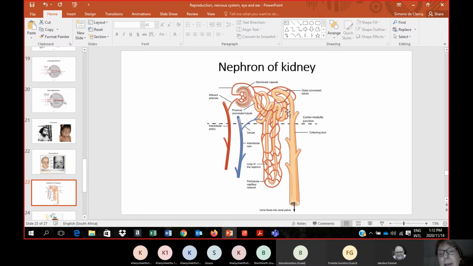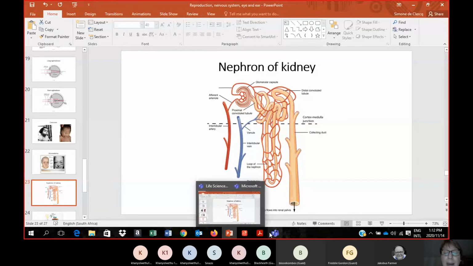Now, this part of the nephron is called the distal convoluted tubule, and this part of the nephron is called the collecting duct. And these two parts of the renal tubule play a very important role in what we call osmoregulation. Osmoregulation is the regulation of the water and the salt content of the blood. So when we talk about the distal convoluted tubule and the collecting duct, that is what we're talking about. It's that part of the nephron. Right. So let's quickly look at that again.